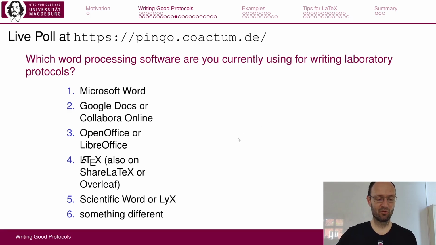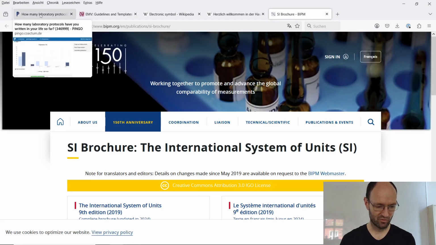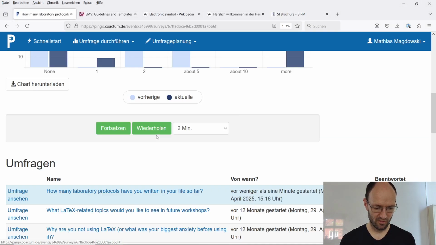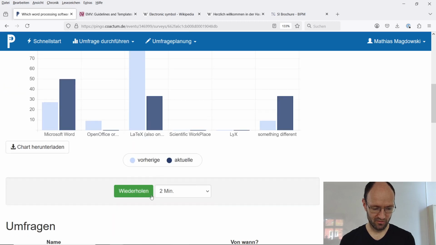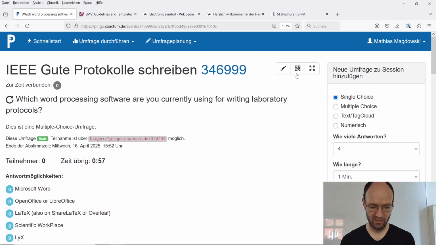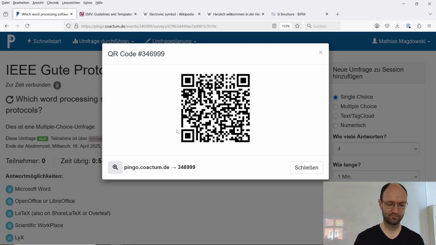Okay, so then we can have a look at software. And so here I have a next question. I need to find this one here in my question set. So this should be this one here, and I will now set 1 minute and repeat, and there's the QR code.